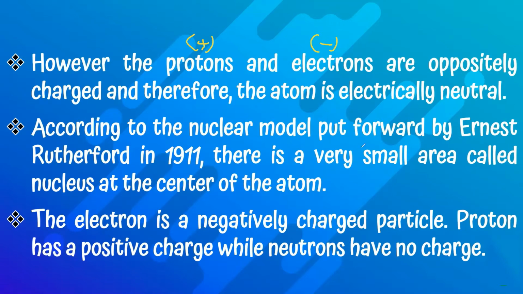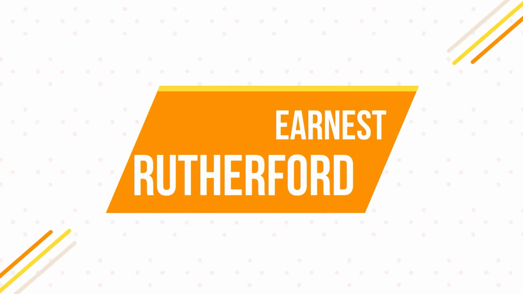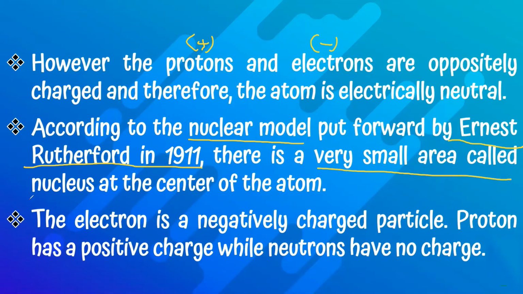According to the nuclear model put forward by Ernest Rutherford, there is a very small area called the nucleus at the center of the atom. The electron is a negatively charged particle. Protons have a positive charge, while neutrons have no charge. So neutrons have no charge, protons are positive, and electrons are negative.